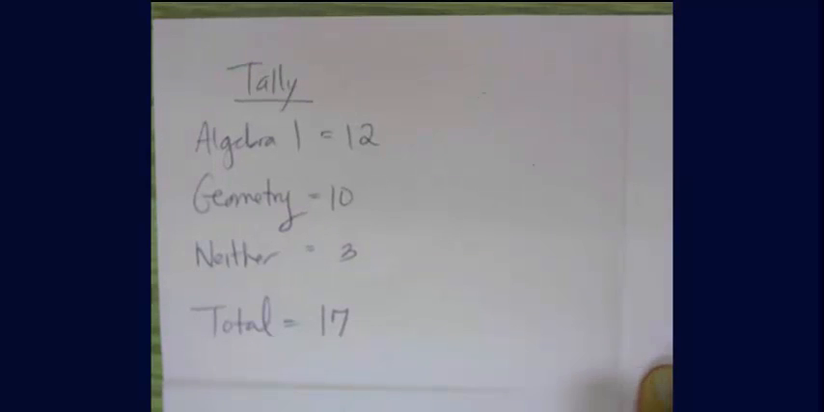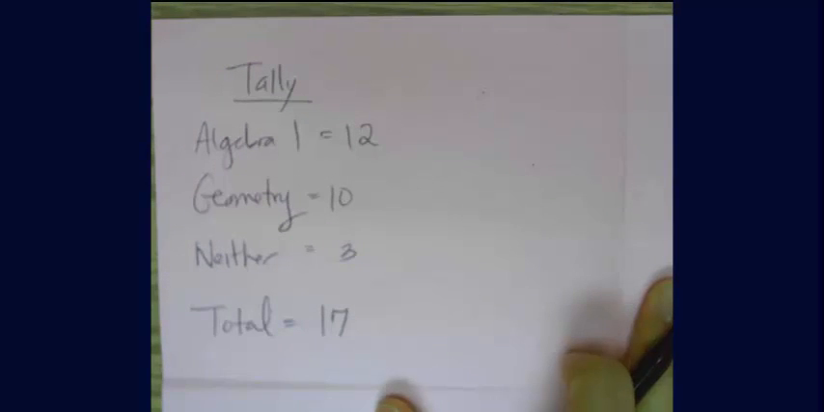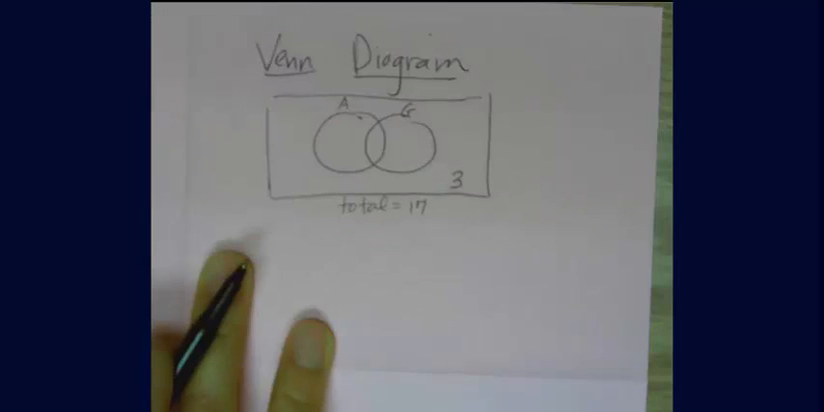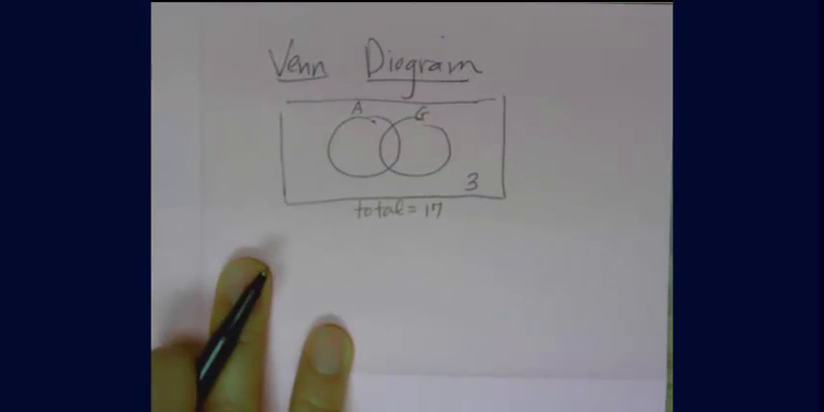So my question to you was, if you randomly chose a teacher in the room, what is the probability that that teacher has taught both Algebra 1 and geometry? So you are asked to model the situation using a Venn diagram.